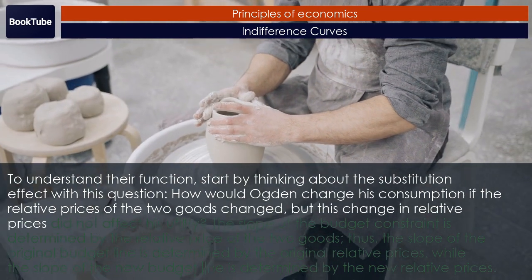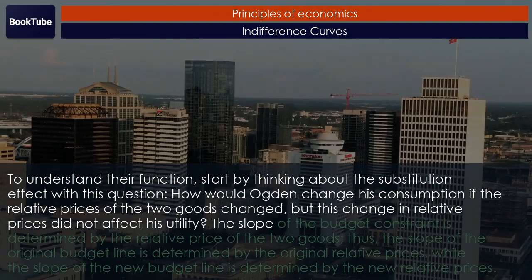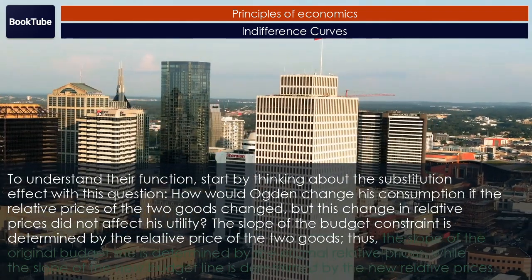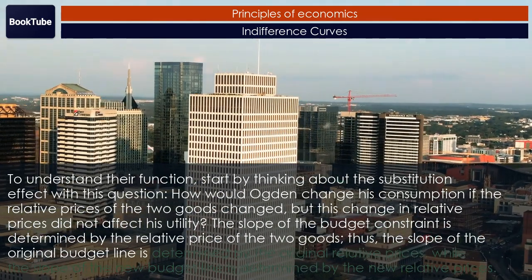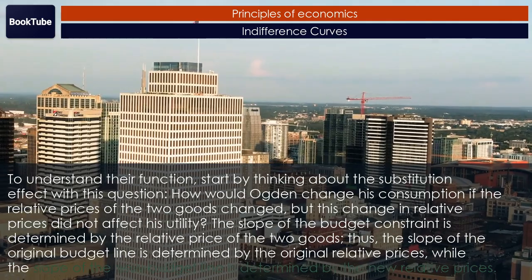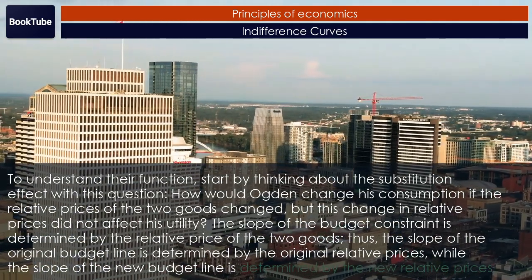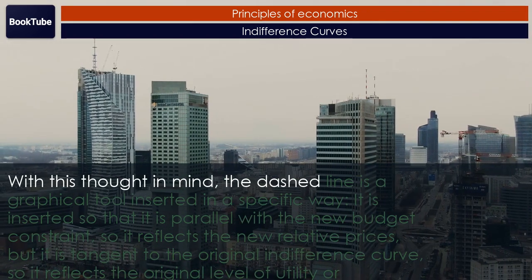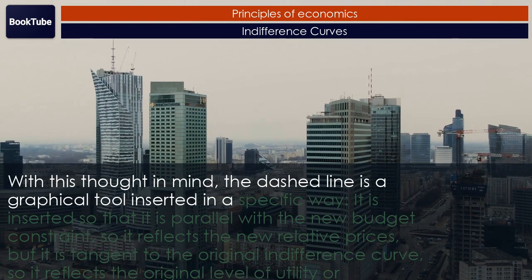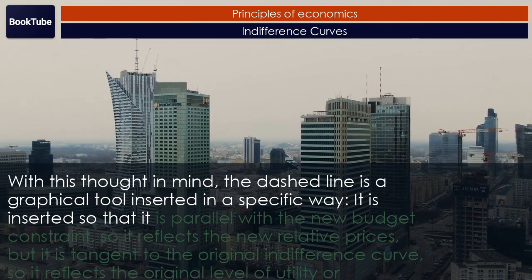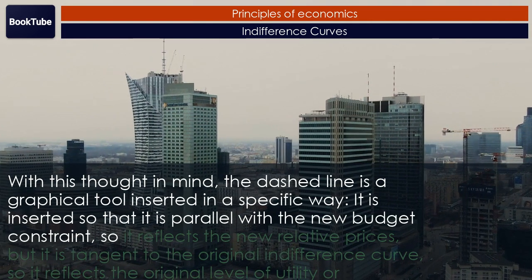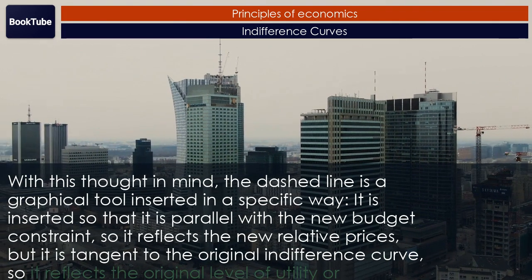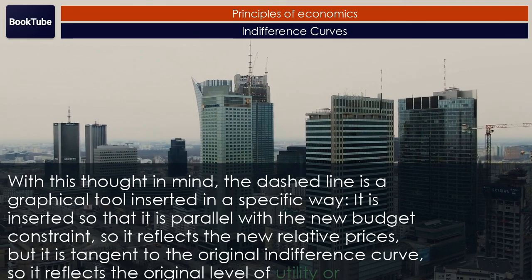But this change in relative prices did not affect his utility. The slope of the budget constraint is determined by the relative price of the two goods. Thus, the slope of the original budget line is determined by the original relative prices, while the slope of the new budget line is determined by the new relative prices. With this thought in mind, the dashed line is a graphical tool inserted in a specific way. It is inserted so that it is parallel with the new budget constraint, so it reflects the new relative prices, but it is tangent to the original indifference curve, so it reflects the original level of utility or buying power.